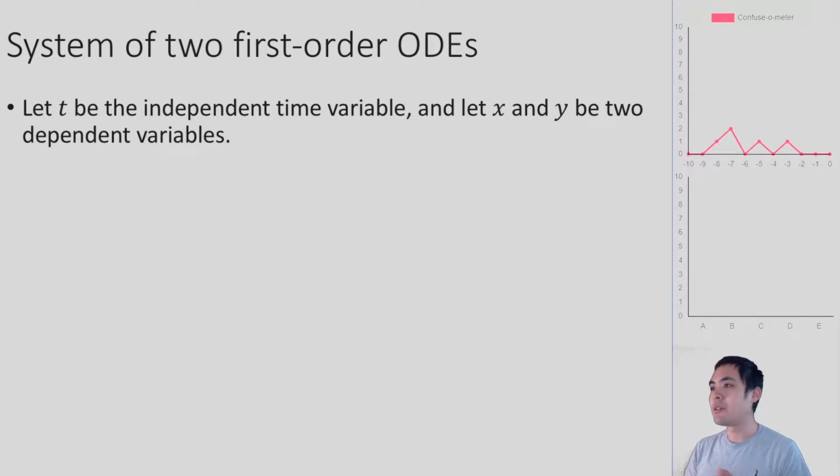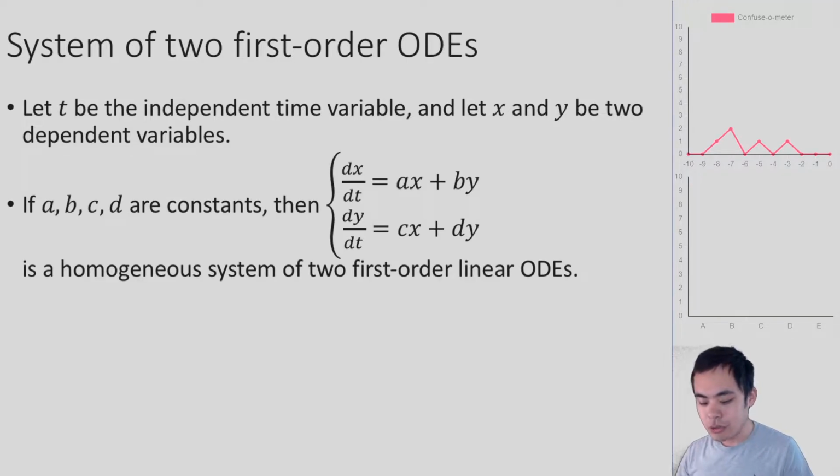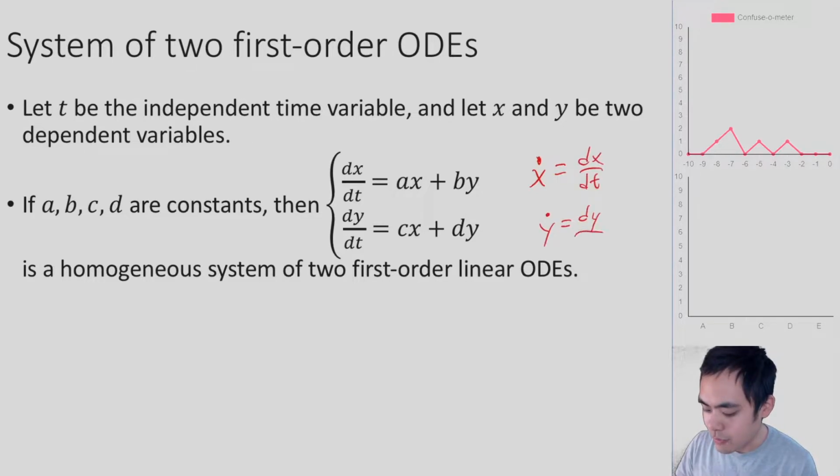So now, instead of dy/dx, we're going to be doing dx/dt and dy/dt. We're going to first talk about a homogeneous system of 2 first-order linear ODEs, where we're going to have 4 constants, a, b, c, and d. Then we have dx/dt equal to ax plus by, and dy/dt equal to cx plus dy. Another way that you'll see me write this often is x dot equal to dx/dt, and y dot equal to dy/dt. This is one of the reasons I gave you that notation earlier on, because this is a notation that we'll be using throughout this week and next week of lecture.